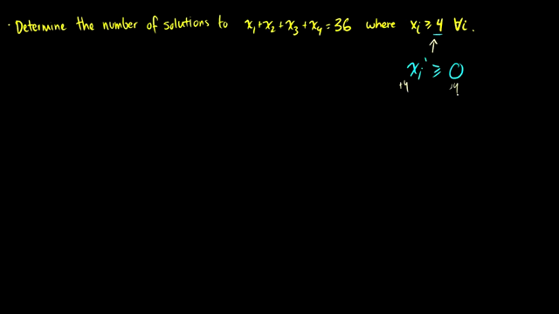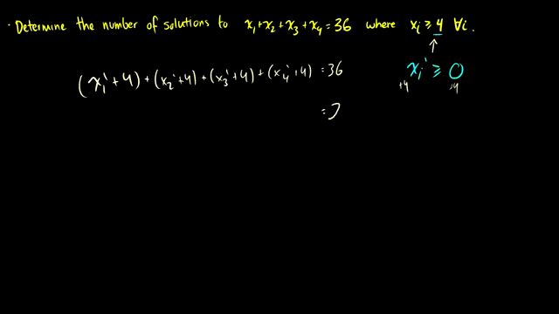So let's do some substitution. Our x1 is going to become x1 prime plus 4. Our x2 is going to become x2 prime plus 4. And this will repeat for the remainder of them. And this is equal to 36. If we gather up like terms, we're going to have x1 prime plus x2 prime plus x3 prime plus x4 prime plus 16 is equal to 36. So we'll subtract 16 from both sides. So we'll have 20 on the right, and then we'll have x1 prime plus x2 prime plus x3 prime plus x4 prime is equal to 20.